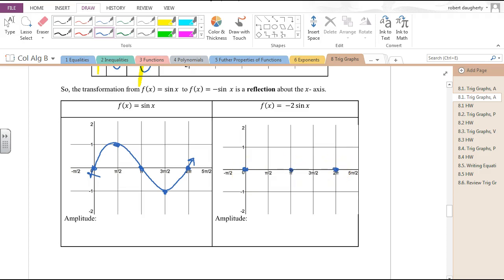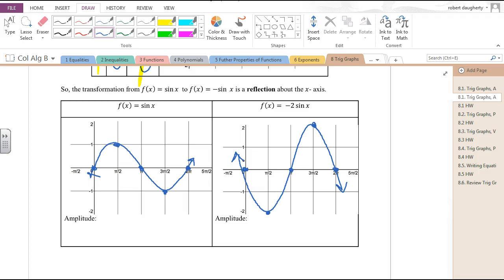Now, normally it would go up to 1. What happens when a 1 is multiplied by a negative 2? You go to negative 2. Normally right here it would go down to negative 1. What happens when a negative 1 is multiplied by a negative 2? You get a positive 2. So this graph is something like this.